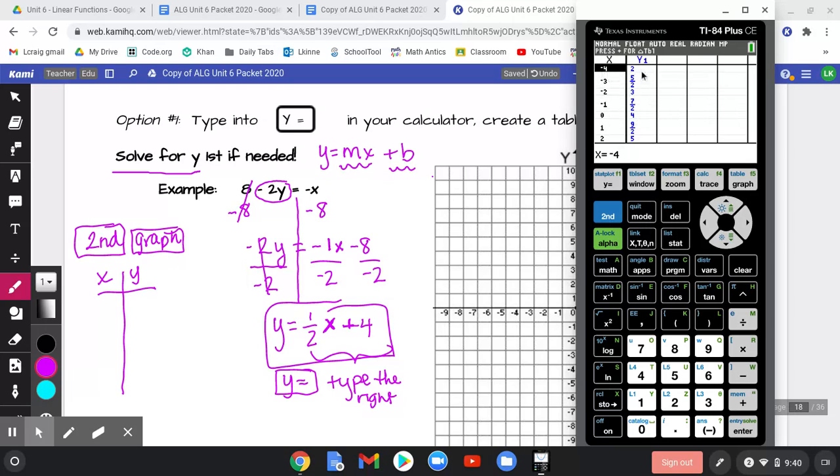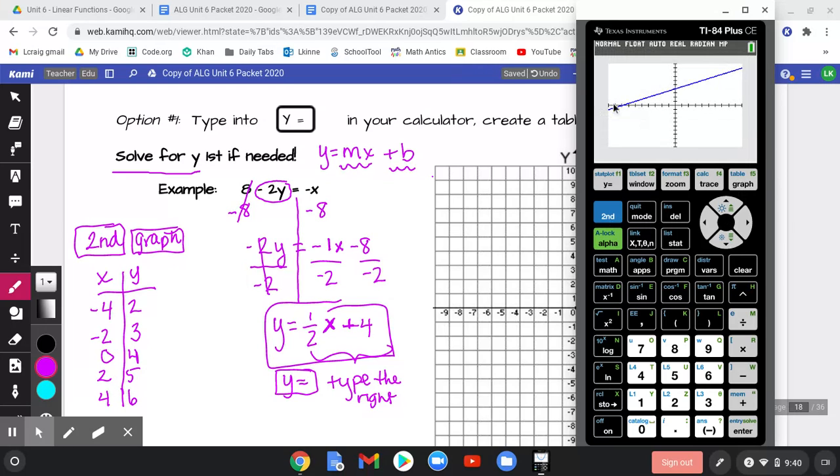So why don't we grab -4, 2, -2, 3, 0, 4, which is actually your y-intercept. No surprise that it's the same number that's right here. And let's grab a couple positives. So 2, 5, and 4, 6. And again, it is handy if you leave this open so you know, okay, those are where my points are going to be. So if you have points somewhere else, maybe you should check how you're plotting those.